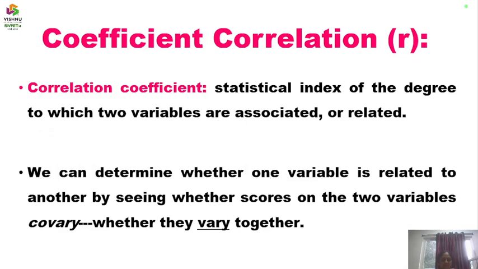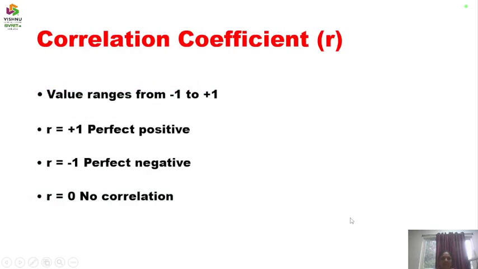Especially, we are focusing not on the correlation itself, we are taking the correlation coefficient, which is represented with this r, right? So correlation coefficient is nothing but the statistical index of the degree to which two variables are associated or related. We can determine whether one variable is related to another by seeing whether scores on two variables covary, whether they vary together. Now the values, as I told you in previous slides: plus one, minus one, weakly correlated, positively correlated, and negatively correlated.